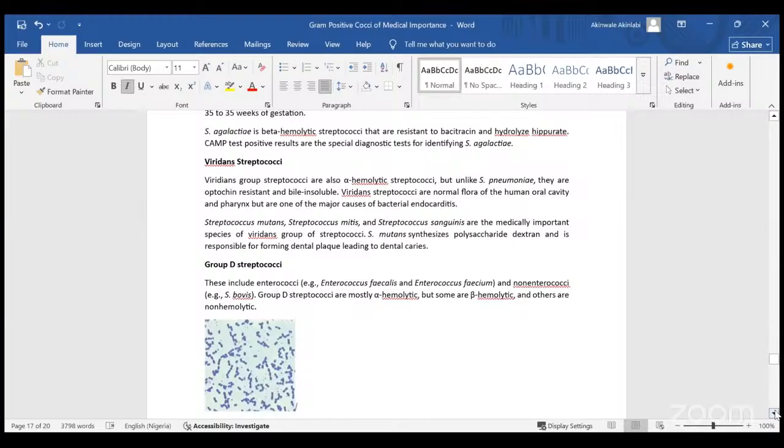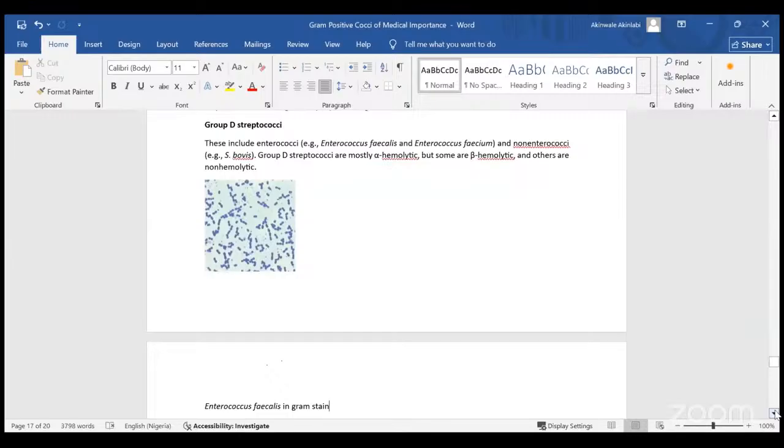But unlike strep pneumo, they are toxin resistant. You can see, both strep pneumo and Viridans streptococcus produce alpha hemolysis, but you can distinguish the two. While strep pneumo is optochin sensitive, Viridans streptococci is optochin resistant. Then we have group D streptococci. This includes enterococci, e.g. Enterococcus faecalis and Enterococcus faecium.